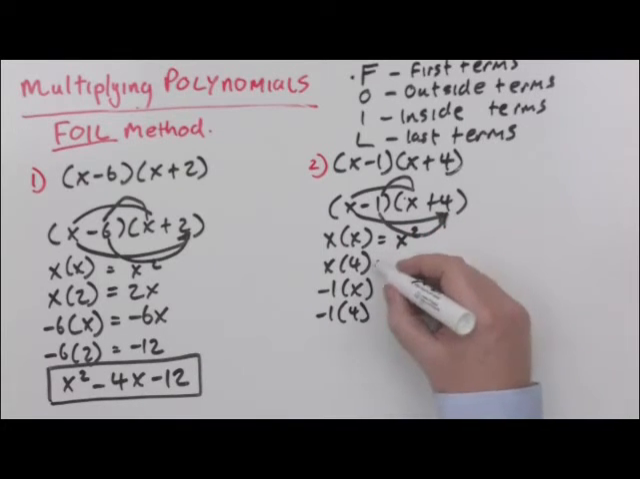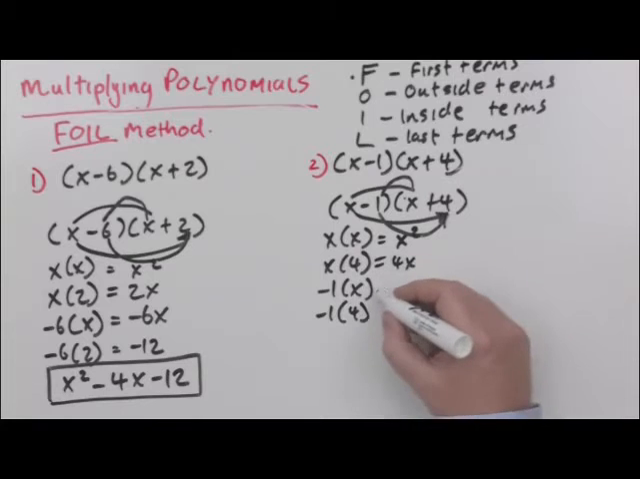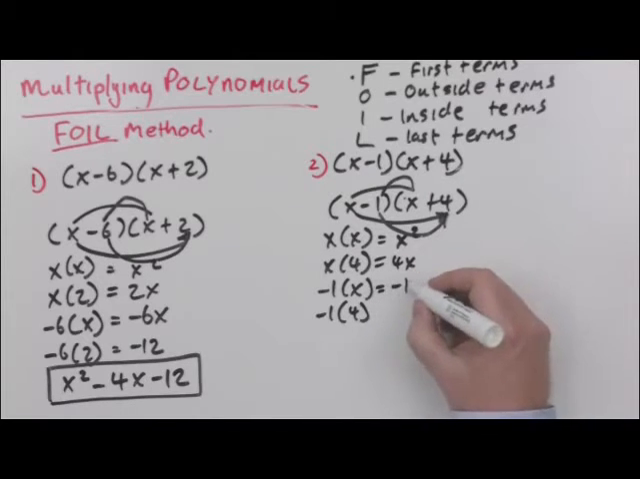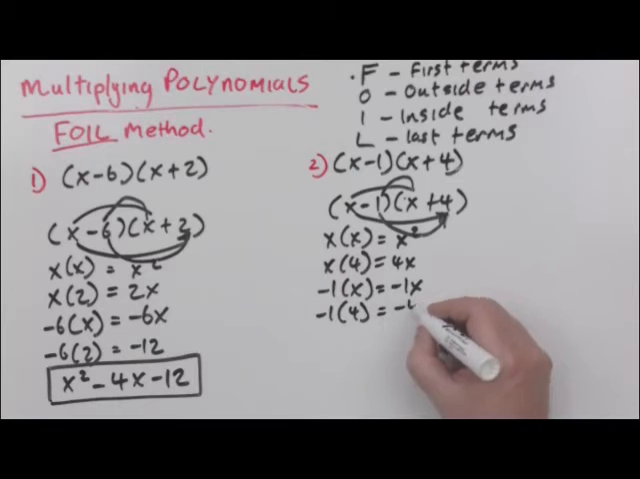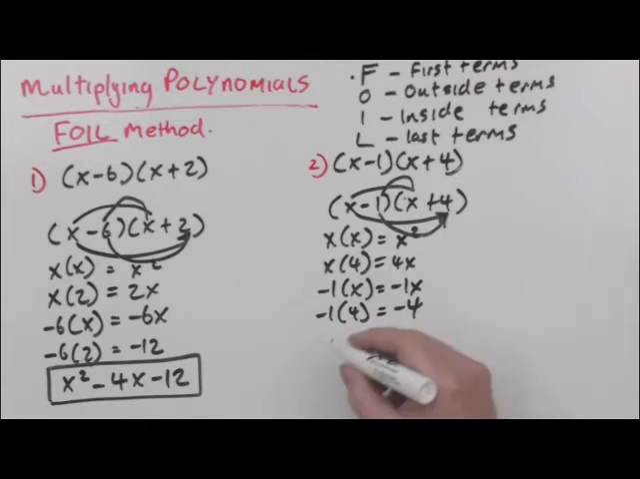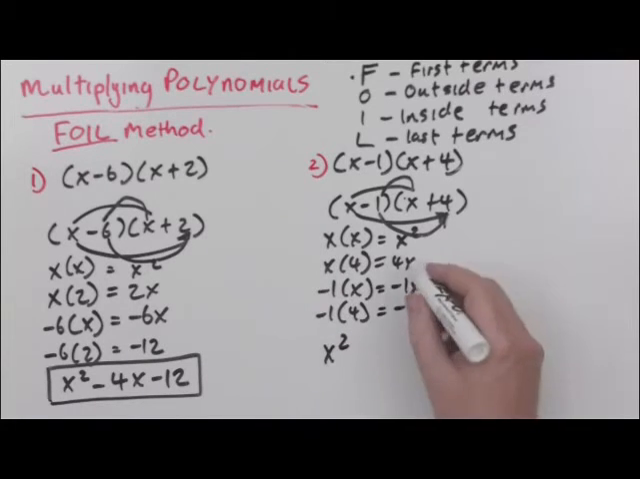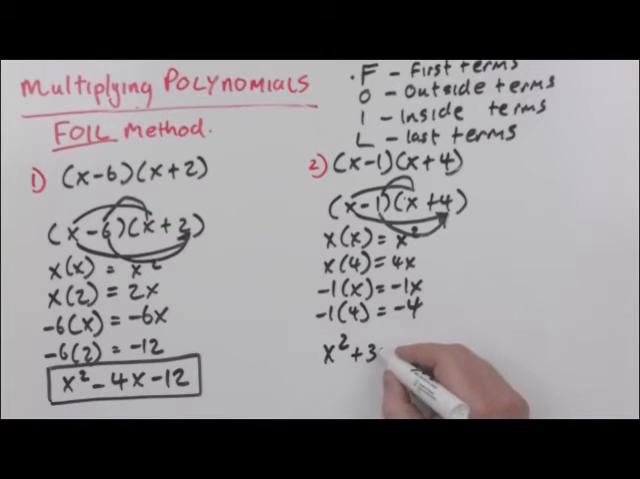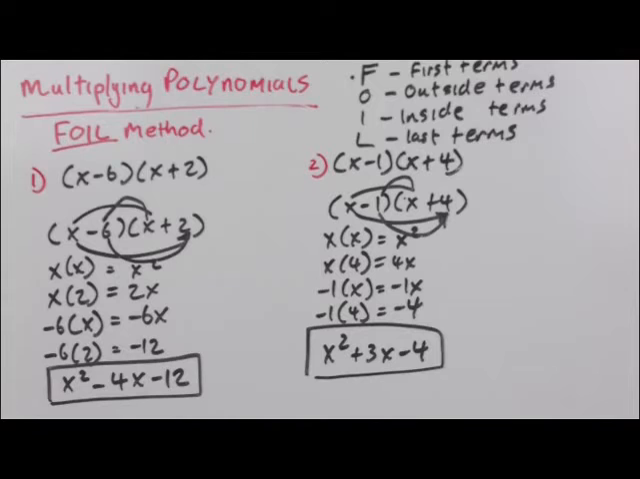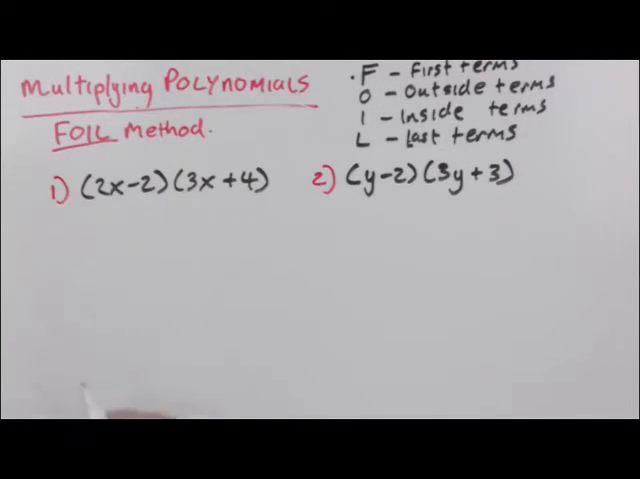X times x is x squared, x times 4 is 4x, this is negative 1x, and negative 4. So I have x squared, but I have to combine 4x and negative 1x. So that would be 3x minus 4, and that is the answer. Great. Okay, let's look at another example of the FOIL method.